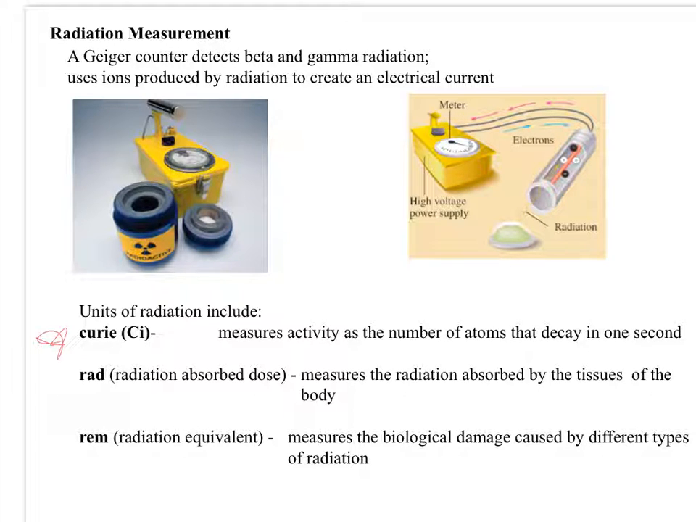It measures activity as the number of atoms that are decaying in 1 second. A rad, which stands for the radiation absorbed dose, and that's based on how much radiation is absorbed by tissue in your body. And then a rem, radiation equivalent, and that's the measurement of the biological damage that can be caused by the different types of radiation. So I think these are all pretty interesting. Probably the damage done is most interesting to most of us, I suspect.